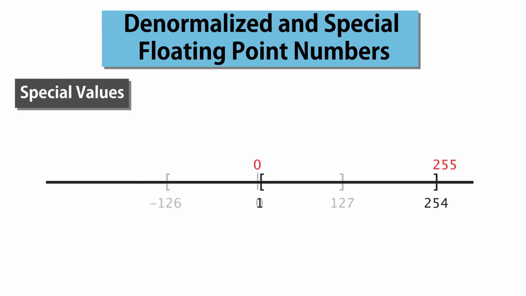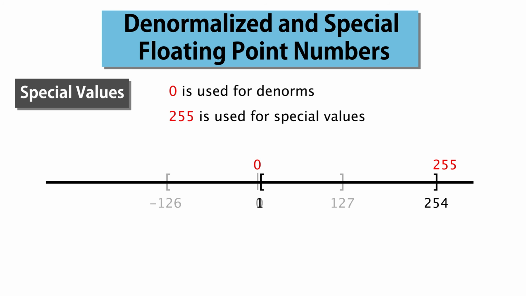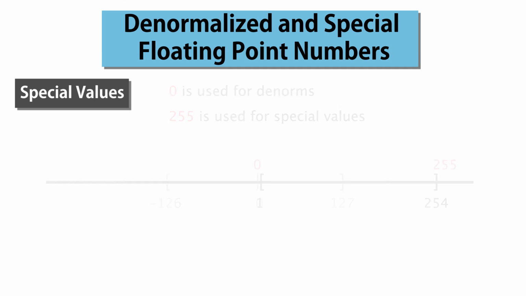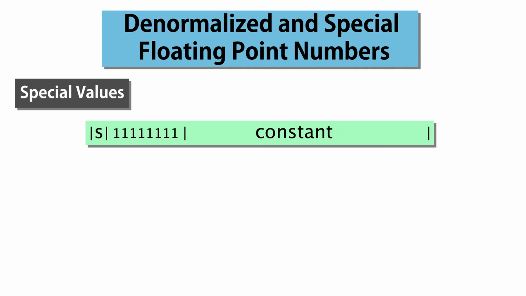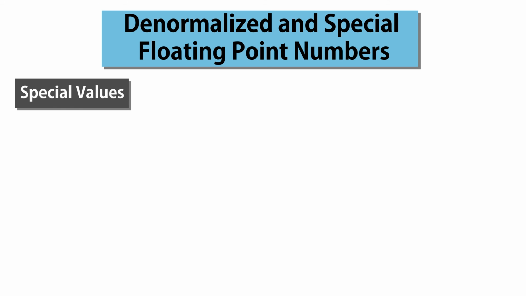Finally, let's consider one last group of floating point representations, the so-called special values. Recall that there are two values of the exponent field that aren't used for normalized numbers, 0 and 255. We've already seen how 0 is used to represent denormalized numbers. 255, that is, all ones in the exponent field, is used to represent special values. If the exponent field is all ones and the constant field is all zeros, this represents a value of infinity, positive or negative, depending on the sign. These two values are shown here.